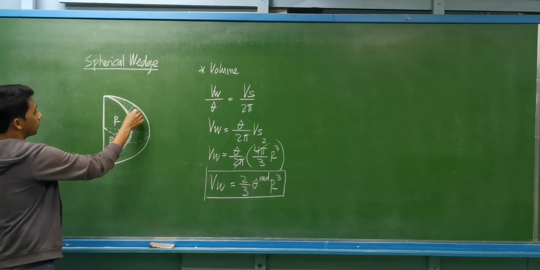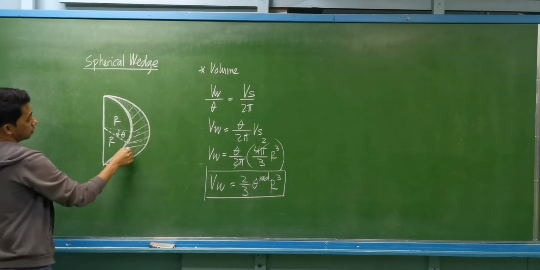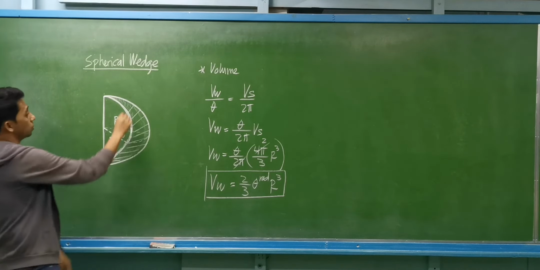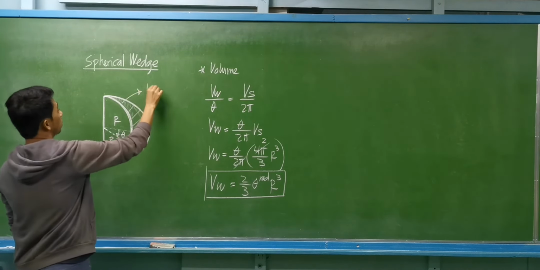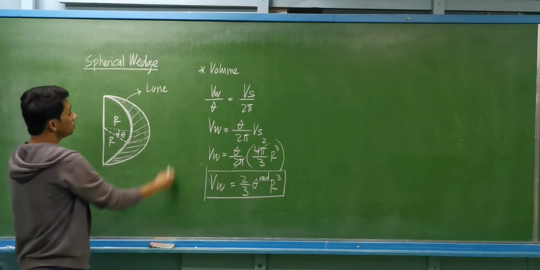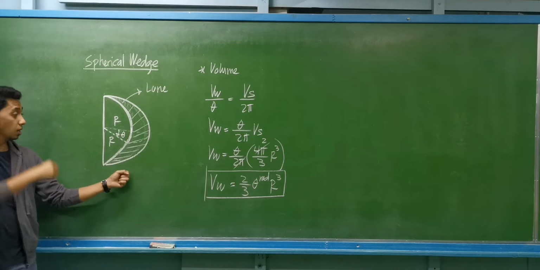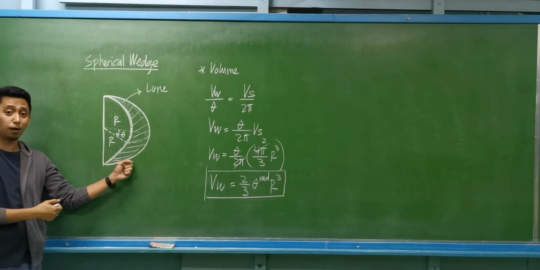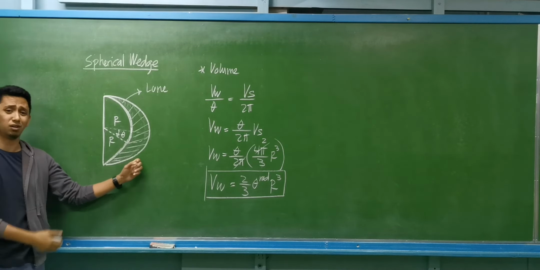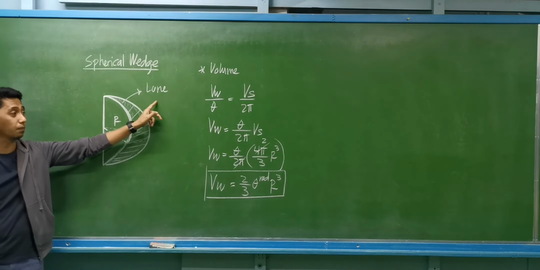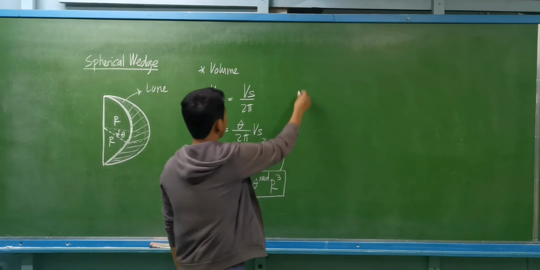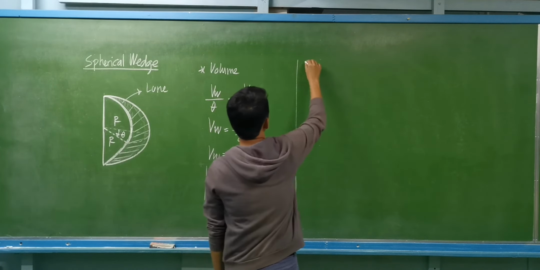So what about the surface? How do we compute for this surface? This surface is called the lune, since it is in the shape of, let's say, the first quarter of the moon. Okay, the area of the lune. How do we compute for the area of the lune?